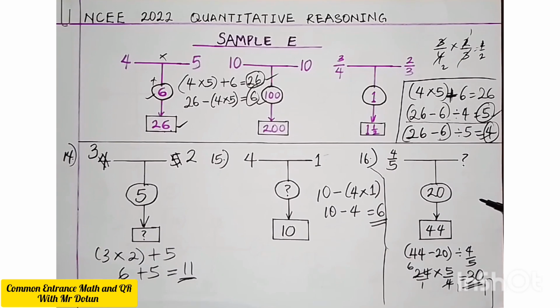That we'll learn in multiplication and division of fractions. So you just flip the fraction, you change the sign to times and flip the fraction. So you have 24 times 5 over 4. Then 4 goes in 24 6 times, and 6 times 5 is 30.